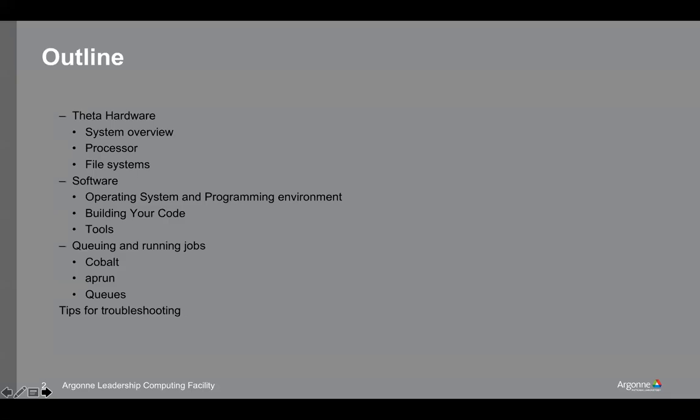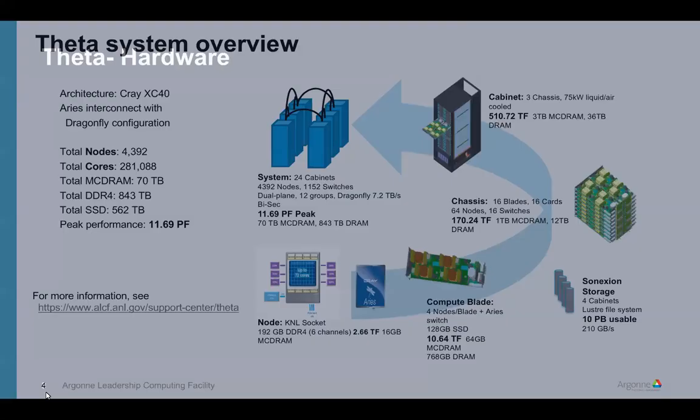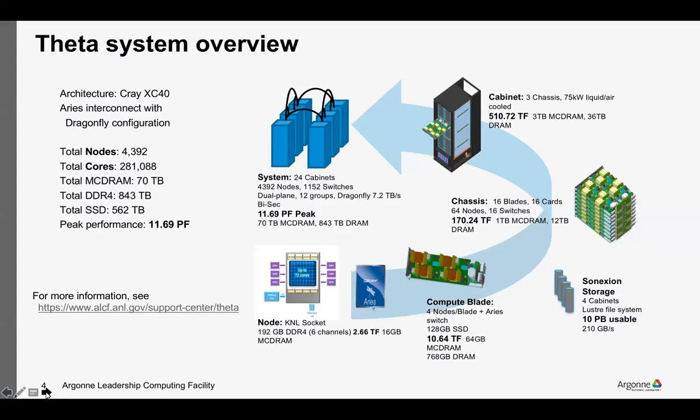Using Theta, I'll first of all outline the hardware, give a system overview, the file system, and so on, and move on to describing the software, programming environment, and how to build your code. And then, as Chris said, I'll describe how to queue and run jobs, and finish with some troubleshooting tips. So first of all, the hardware looks like this.